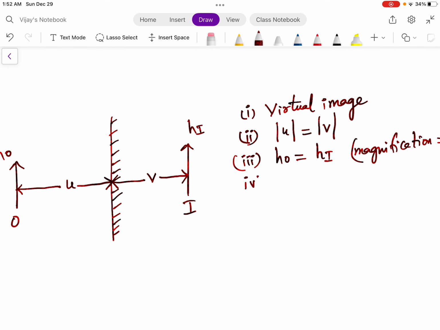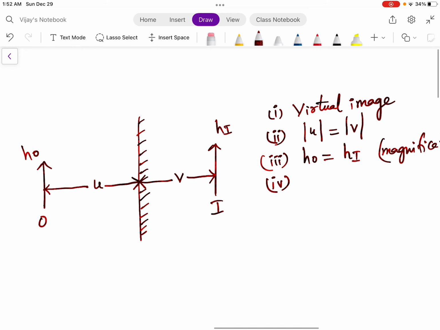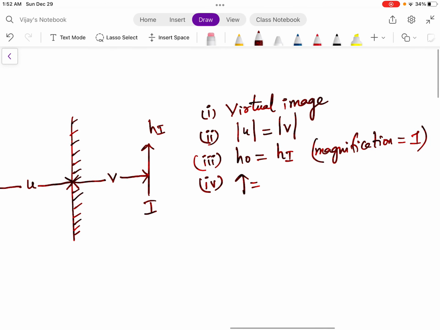The fourth point is, see here, in a plane mirror, the upside is coinciding with the upside. So like this, upside is coinciding with upside. Such types of images are called, remember, erect images. So we can say that the image formed in a plane mirror is an erect image. So upside is coinciding with upside.